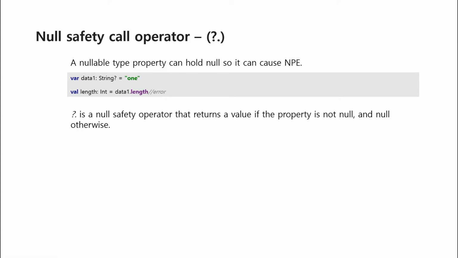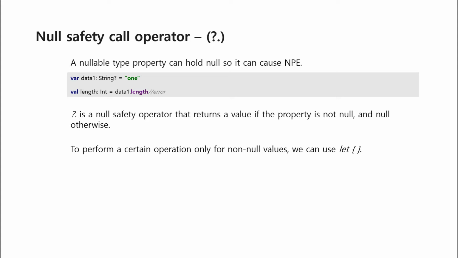This null safety operator will return the property's value if it's not null, and it'll return null if the property's value is null. So Kotlin forces us to use a null safety operator to avoid any possibilities of null pointer exception even at the compiling step. When we use the null safety operator, if we have some operations for the non-null case, not just returning the value, we can use the let operator.